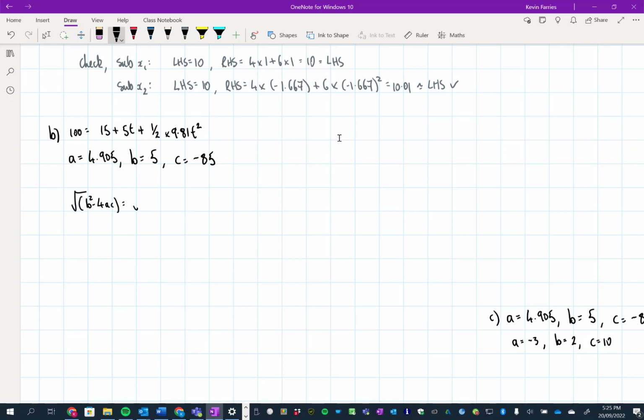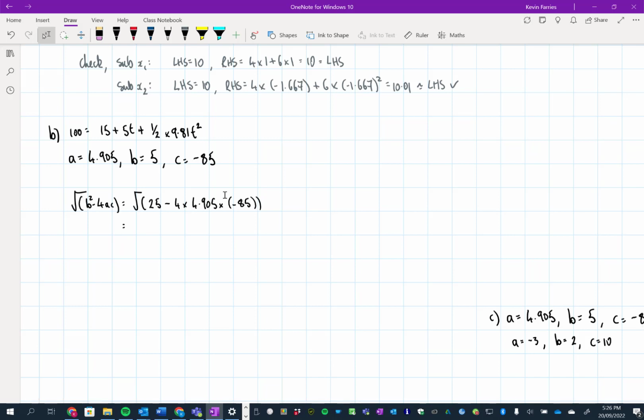In this case, that's equal to the square root of b squared minus 4ac, which is equal to 25 minus 4 times 4.905 times negative 85. Got to be careful with all your pluses and minuses and stick that in the calculator. You've got two negatives in that multiplication, the minus 4 at the start and the minus here, so they're going to cancel out, so you're going to get a positive overall.